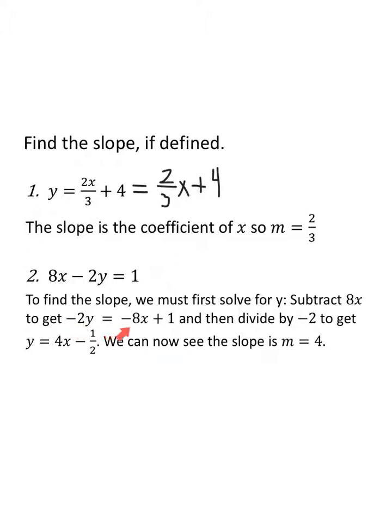At negative 2y equals a negative 8x plus 1, I'm going to divide every single thing by negative 2. Negative 2y divided by negative 2 is y. Negative 8x divided by negative 2 is 4x. 1 divided by negative 2 is a negative 1/2. And once we get it into a y equals mx plus b form, we can see that the slope, the m value, is the coefficient of x, which is 4.